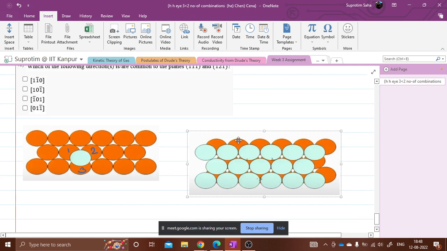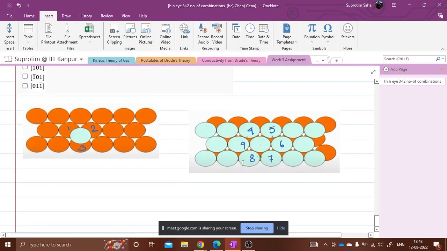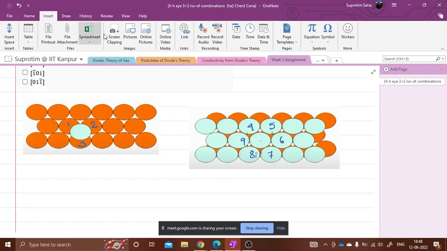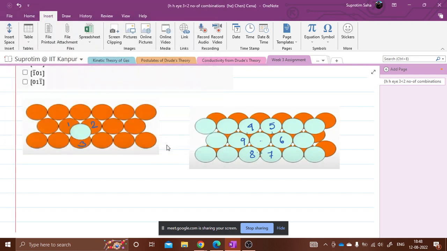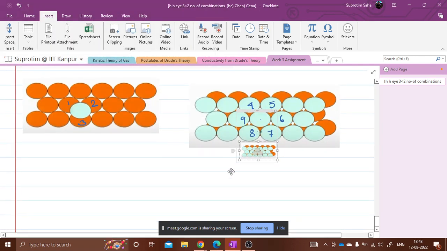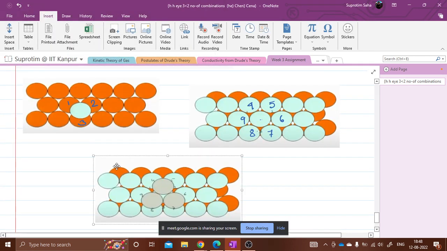So now this atom already has 3, and this is 4, this is 5, this is 6, 7, 8, 9. All right, another layer on top of it would give you 10, 11, 12, right?